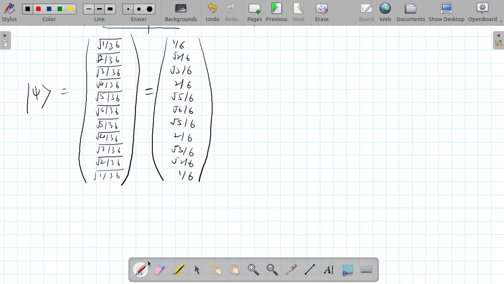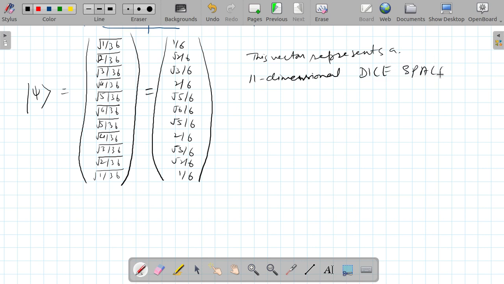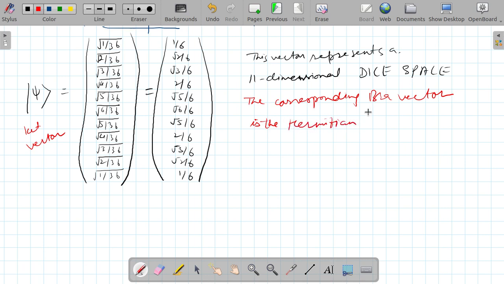And this vector represents an eleven-dimensional dice space. The corresponding bra vector, this is the ket vector, the corresponding bra vector is the Hermitian conjugate of the ket vector.